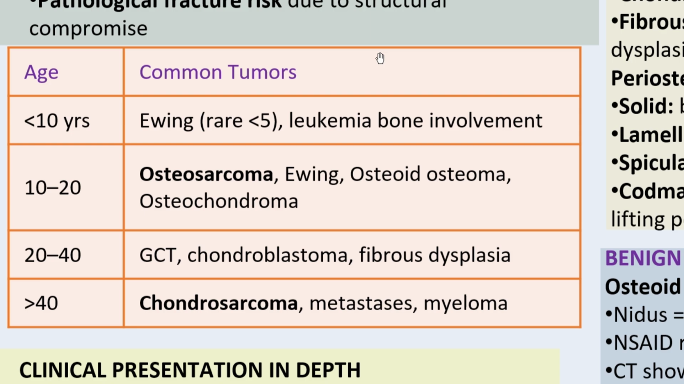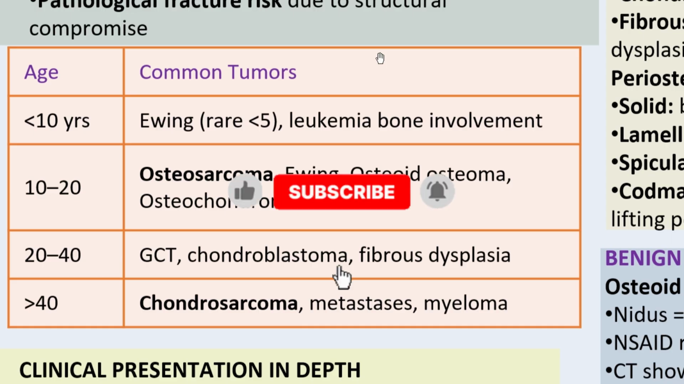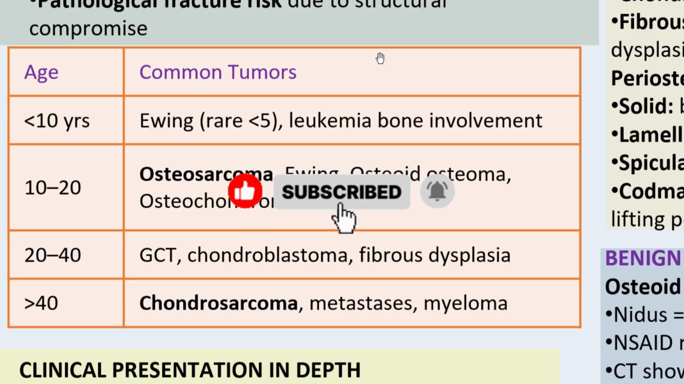And then after the metaphysis, down we have the diaphysis, which is the shaft of the bone. So what happens is that between 10 to 20 years, the bones are growing. And when these bones are growing, they are forming new bone. So we have osteoblastic activity that increases. Some people call it a noisy metaphysis.